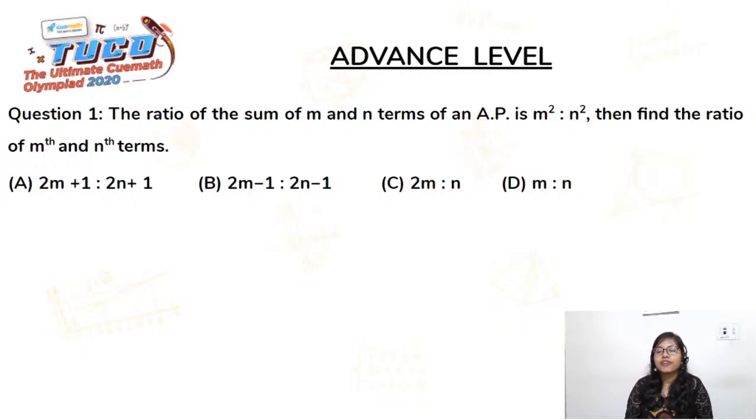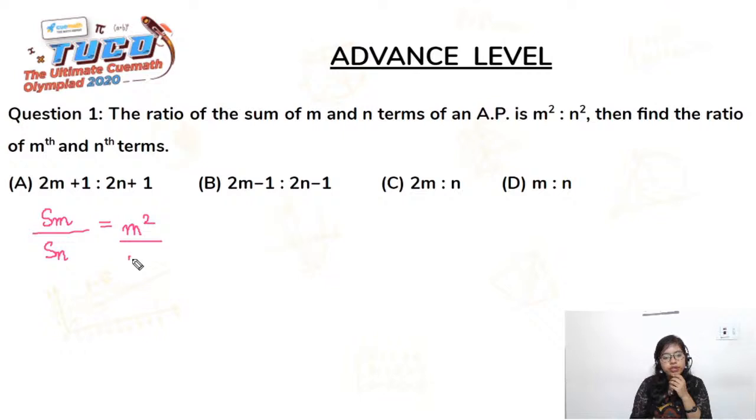As per the given question, let's look into a few things. The ratio of the sum of m terms and n terms, as in, the sum of m terms divided by the sum of n terms, is given as m square over n square. We are very sure of this, right? But we know that Sm, how do we represent Sm? Sm could be represented as m over 2.